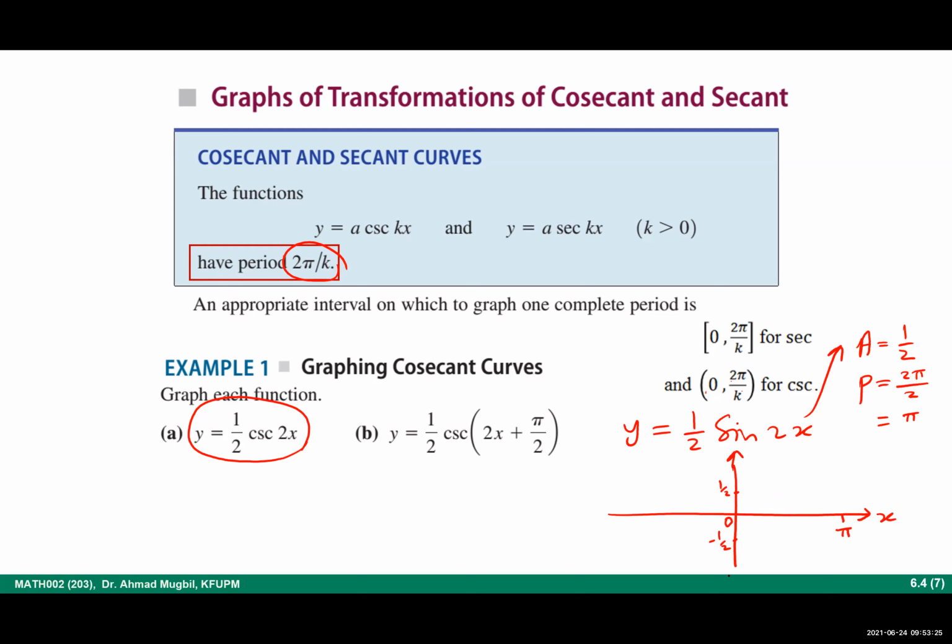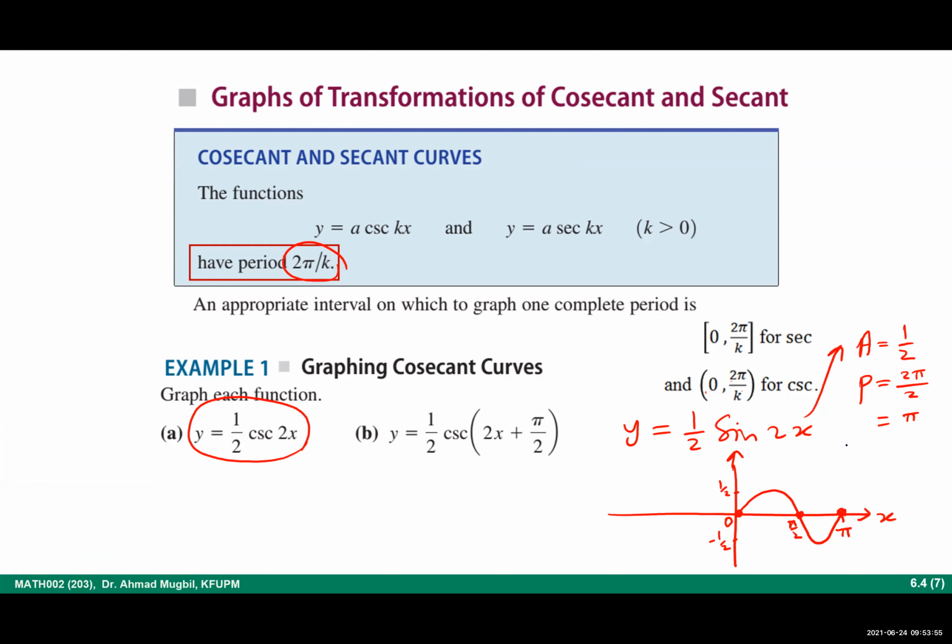Okay? We know that we draw from 0 to the period. Now, what is the graph? The graph is for sine, without reflection. If you remember, Shabab, here it is. This point is pi, so this is pi over 2. Now, at each x-intercept, we will have a vertical asymptote. Now I finished sketching the graph of sine.